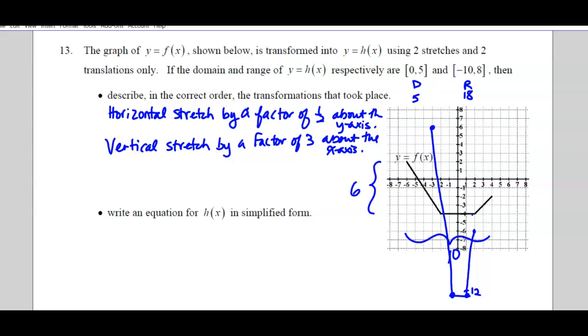What does that do to this domain, right? Because our original domain was from -6 to 4. So the original, -6 to 4. Original range was -4 to 2. Okay. So now, our new domain, well, half of -6 is -3. Half of 4 is 2. So now we're going from -3 to 2, horizontally. All right? We need to get to this.